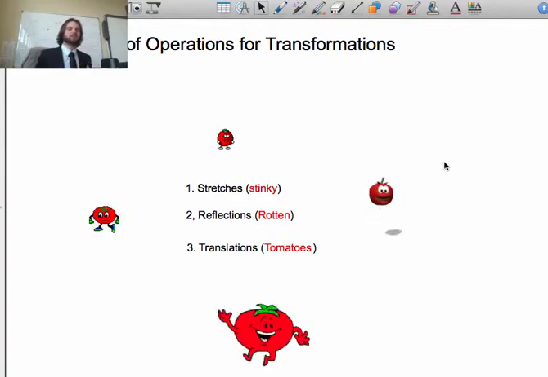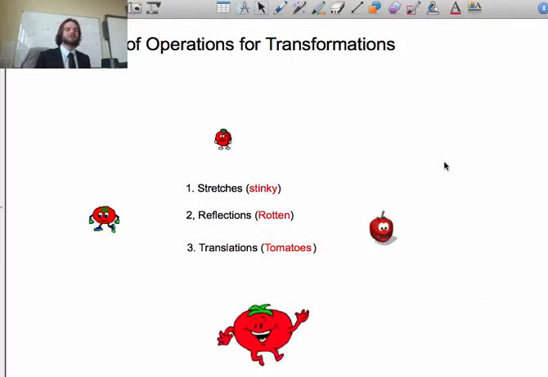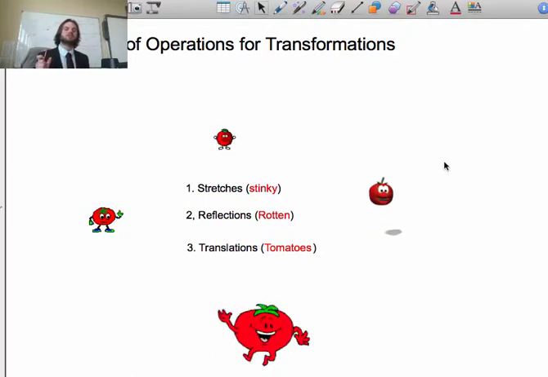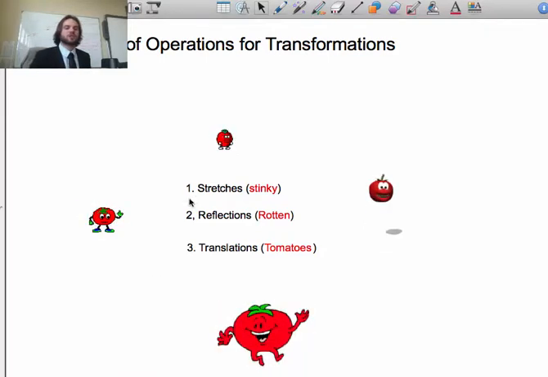Now, reflections is multiplying by a -1. So that's kind of the same time too, but we're going to do that after. And then the last thing we do is translations. Why? Because we're replacing x with x subtract 3, or y with y plus 3, something like that. So there's an addition or subtraction there. So we go stretches first, then reflections, then translations.